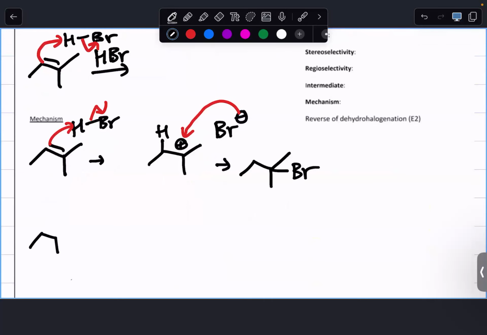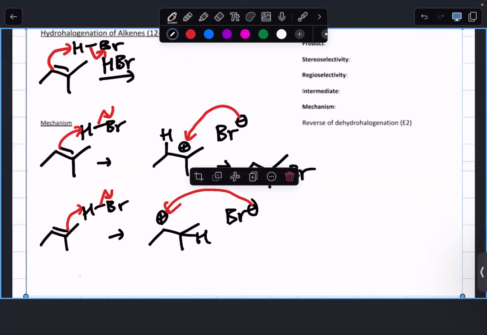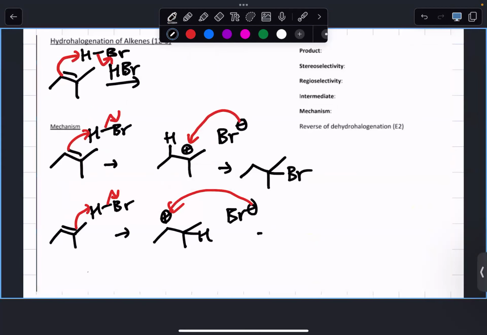We do not want to do something like this. We don't want this carbon here to attack the hydrogen and form this carbocation here. The reason why is because it's a less stable carbocation, which is going to give us the minor product.